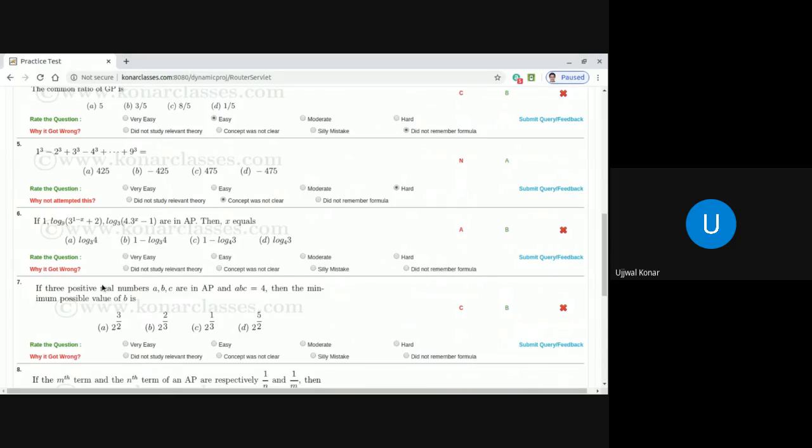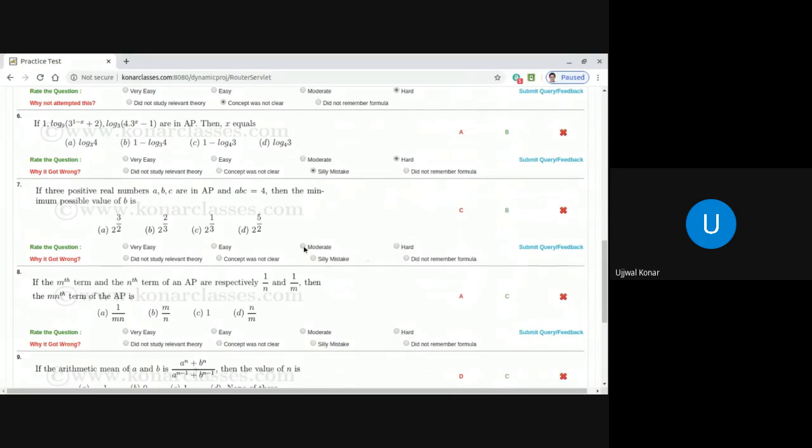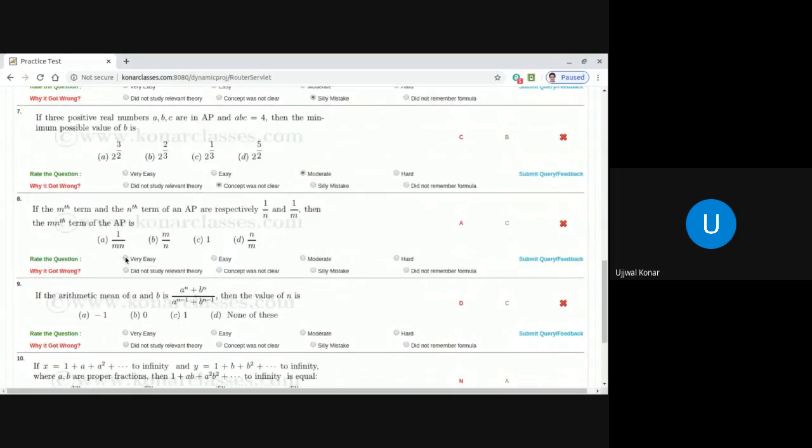And then question number 6, here also you can see hard, it was a silly mistake. Question number 7, it is moderate, concept was not clear. Question number 8, very easy, but silly mistake. Question number 9, moderate, did not remember formula. Question number 10, again the same thing as we didn't attempt it. Read the question, it is easy, but concept was not clear.